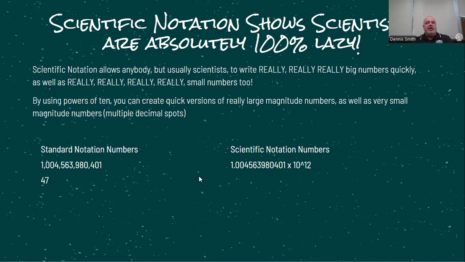All right. So standard notation 47. In this case, you're moving the decimal one spot. So it's going to be 4.7 times 10 to the first. So 10 to the first is always 10. So it is what it is.